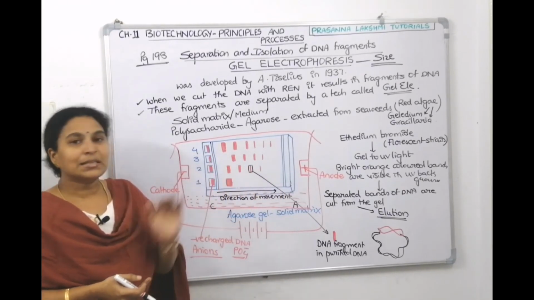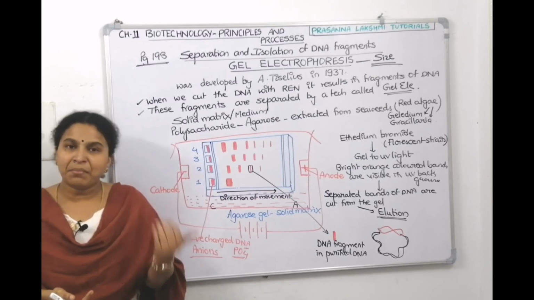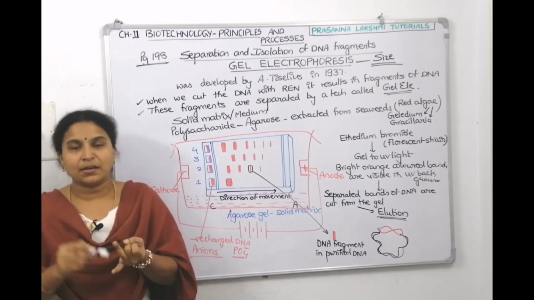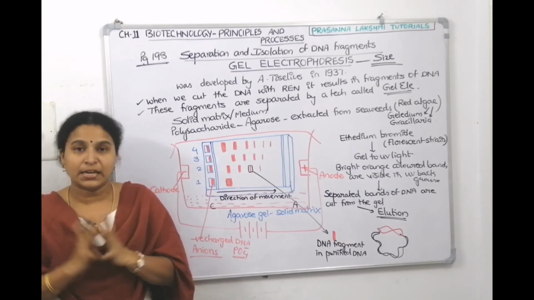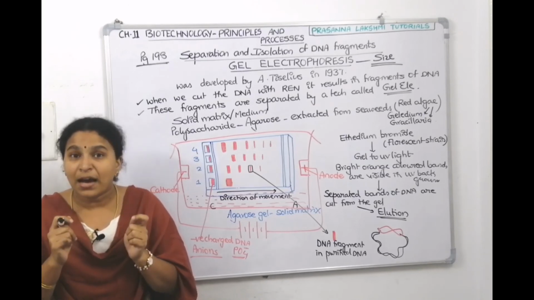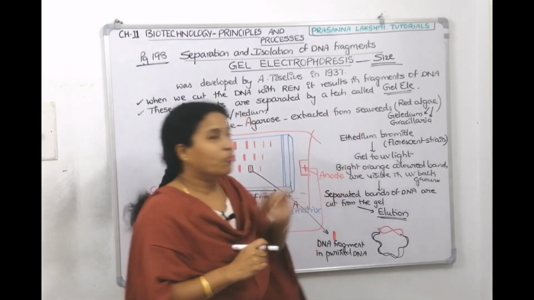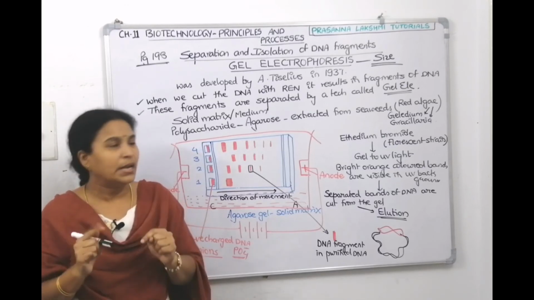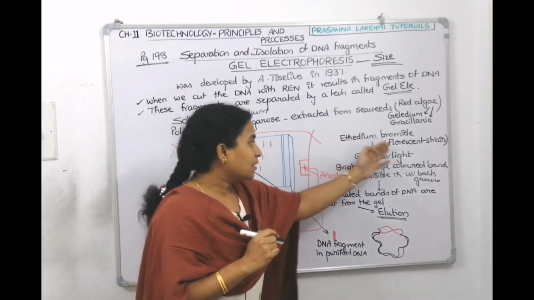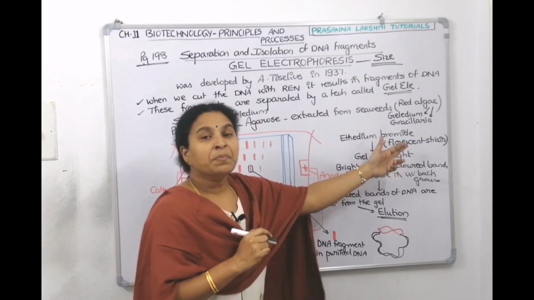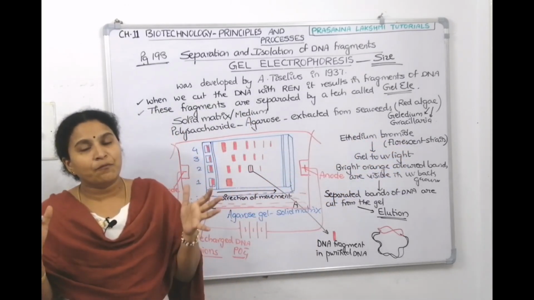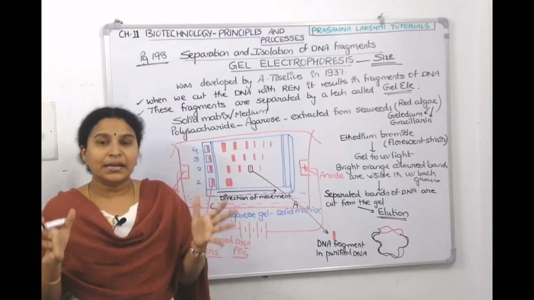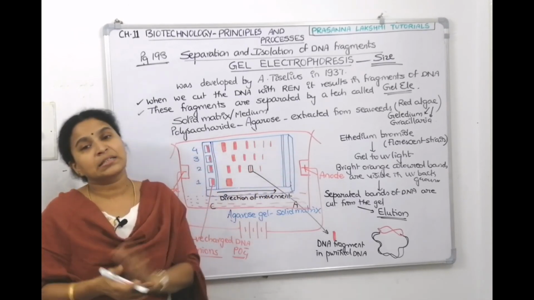After it gets separated, we can't see the bands in the gel because the gel is transparent, and DNA is also transparent. You need to stain it. What is the name of the stain we are using? It's ethidium bromide. Which type of stain is it? A fluorescent stain, which is visible only in UV light. So stain the bands with the fluorescent stain, keep it in a UV box and view it. Which color does it give? Bright orange colored bands.